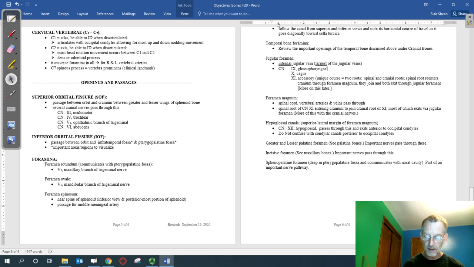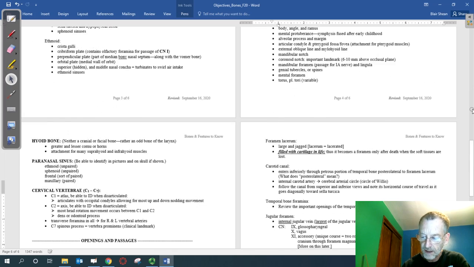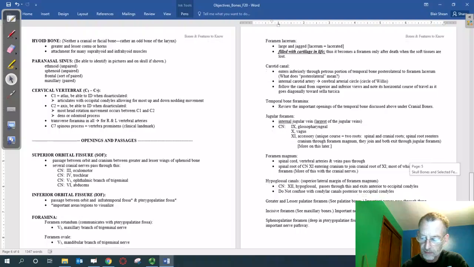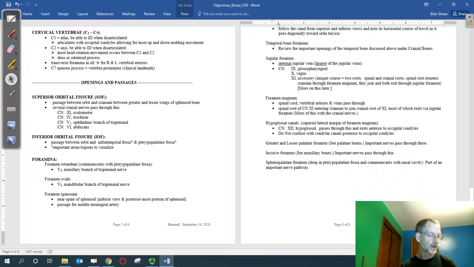I believe I'm showing you the objectives, pages 5 and 6 for this unit, and we're on the last section of this for openings and passageways through bone. Most of this is review. Most of this we've already gone over. I'm just sort of pooling it together in a separate area in the objective sheet. And some of this is new, and we'll go over it. So keep that in mind, that most of this we've already seen.